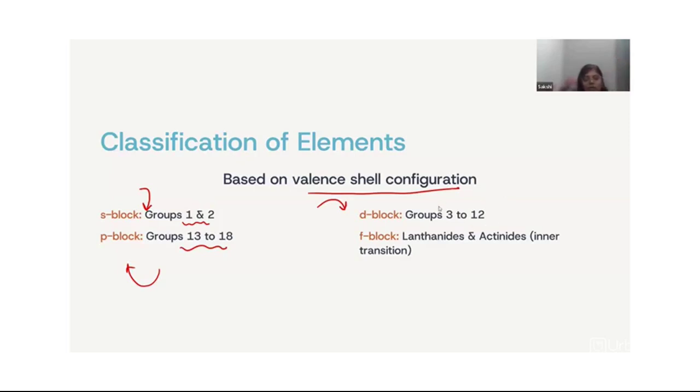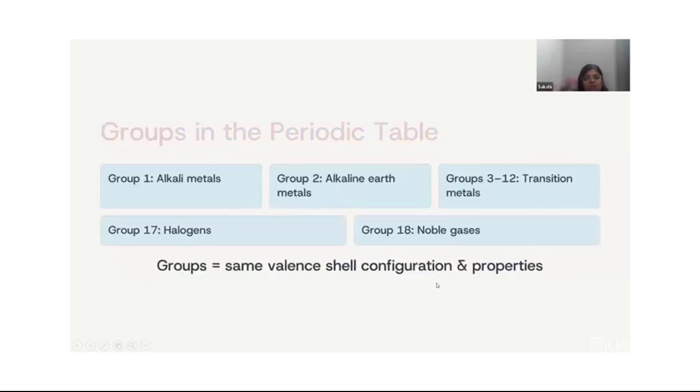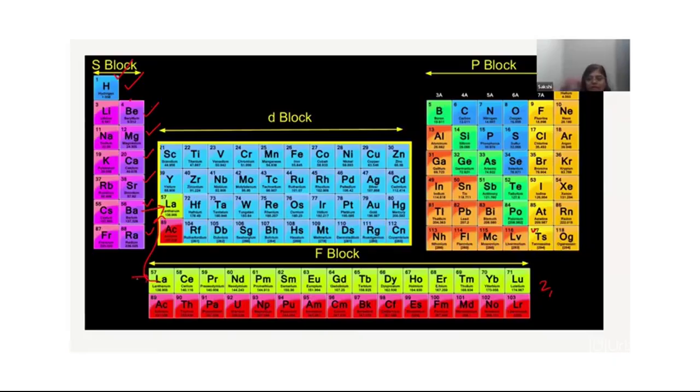Okay, so I would just show you where the lanthanoids and actinoids are. If you see here, this series, the 4F series, the top one, we call it lanthanoid. As you can see, the first element here is lanthanum. Lanthanum is a D block element, but we have placed it here in the F block because it has properties similar to F block, but it is placed here as well.